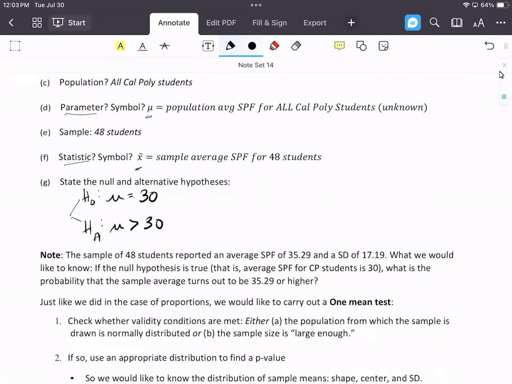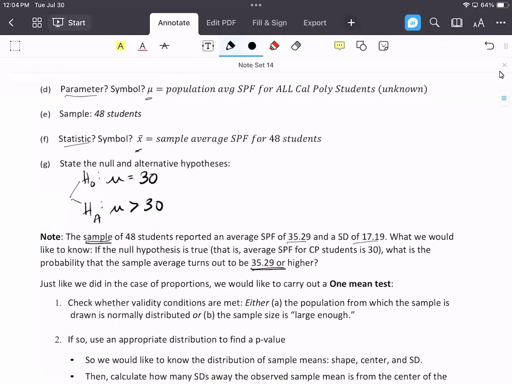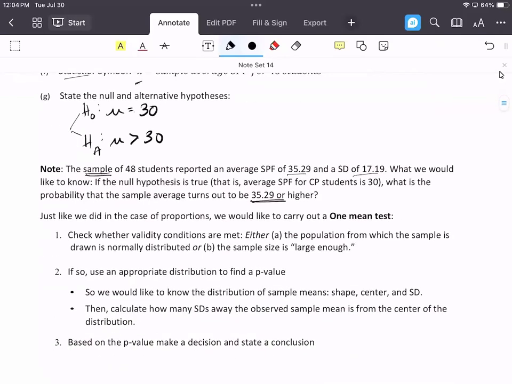Now, the note says the sample of 48 reported an average SPF of 35.29 and standard deviation of 17.19. Key to remember here, these are statistics because they're based on the sample. What we'd like to know, if the null hypothesis is true, that the average SPF for Cal Poly students is 30, is what's the probability that the sample average turns out to be 35.29 or higher, or more extreme? Like we did for proportions, but we're not working with proportions, we're working with averages, means. So we need to use the one mean test.